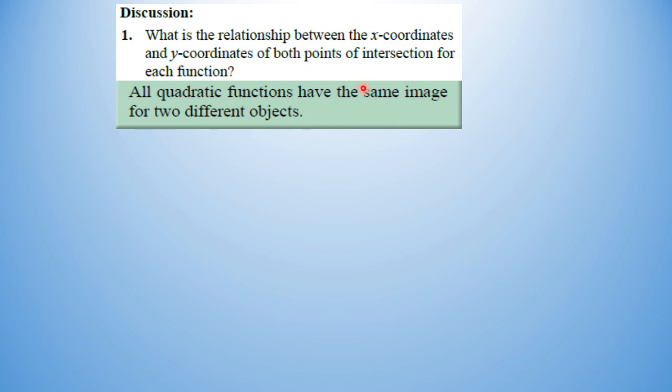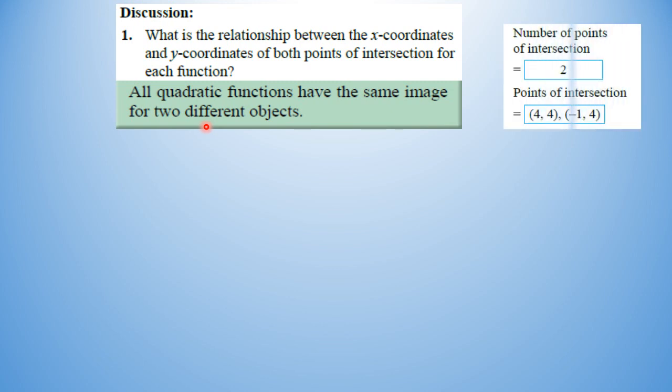So all quadratic functions have the same image for 2 different objects. What is the meaning of same image but 2 different objects? I use one example from the previous slide. This one is the first example from the previous slide. Same image, different object. From here, 4 and -1 are the x-coordinates. The x-coordinate is also the object.